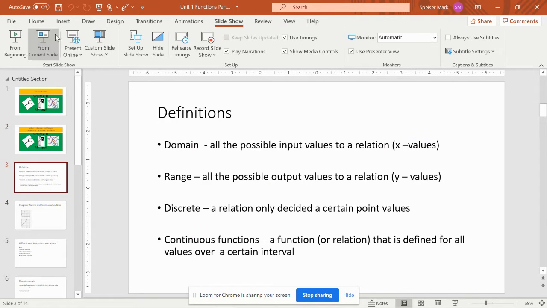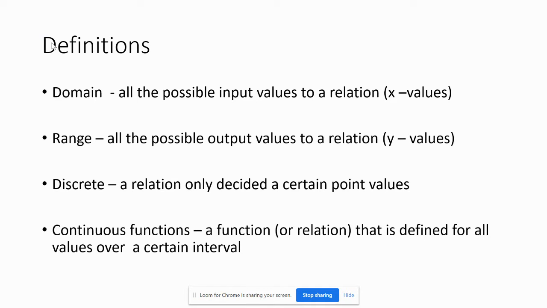So some definitions. Domain is all the possible input values to a relation, otherwise known as the x values. The range is all the possible output values to a relation, the y values. A discrete relation is only defined at certain point values. A continuous function, or relation, is defined for all values over a certain interval.